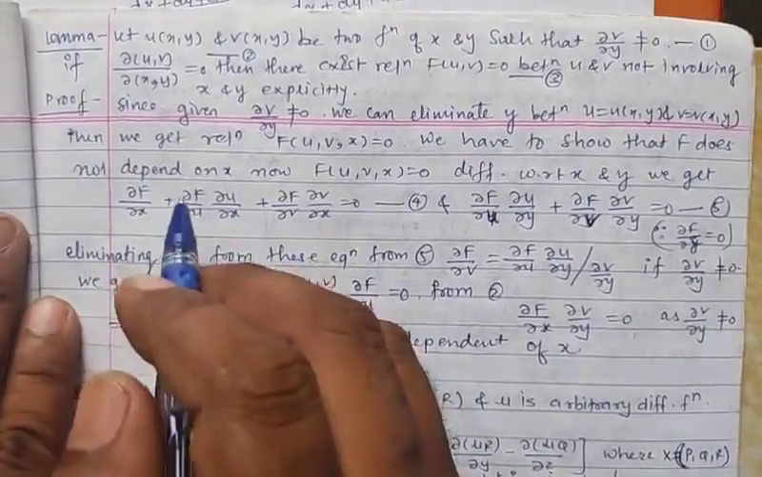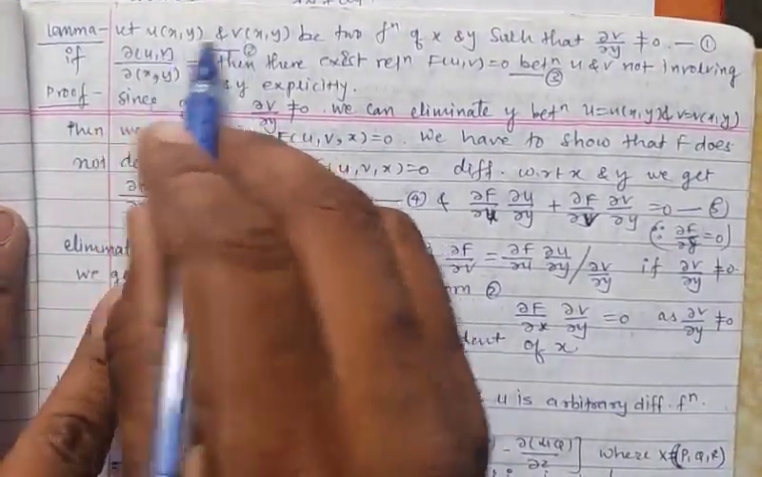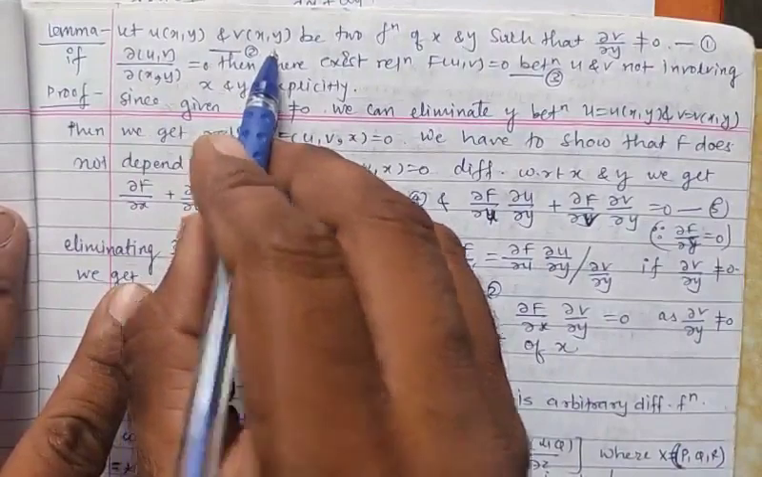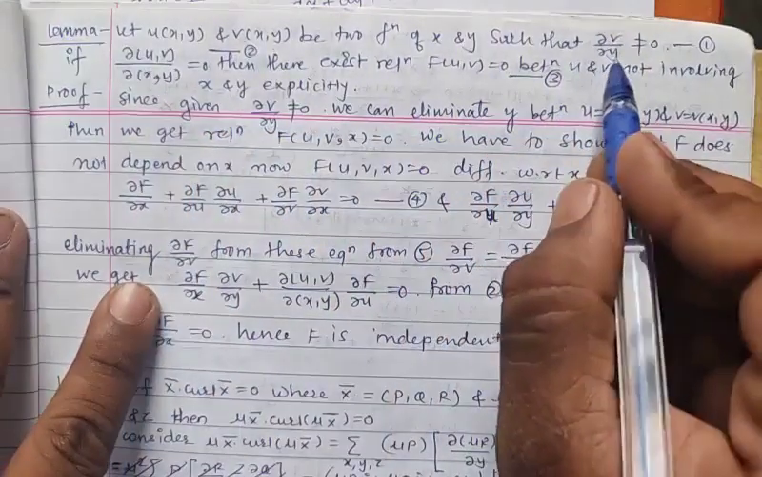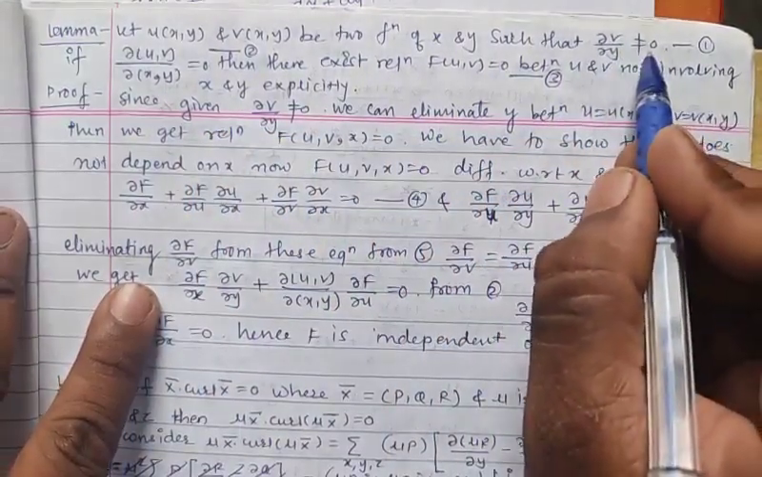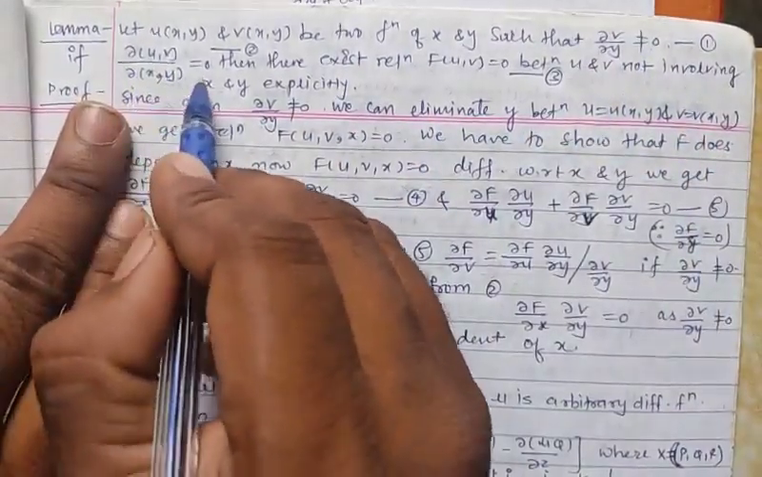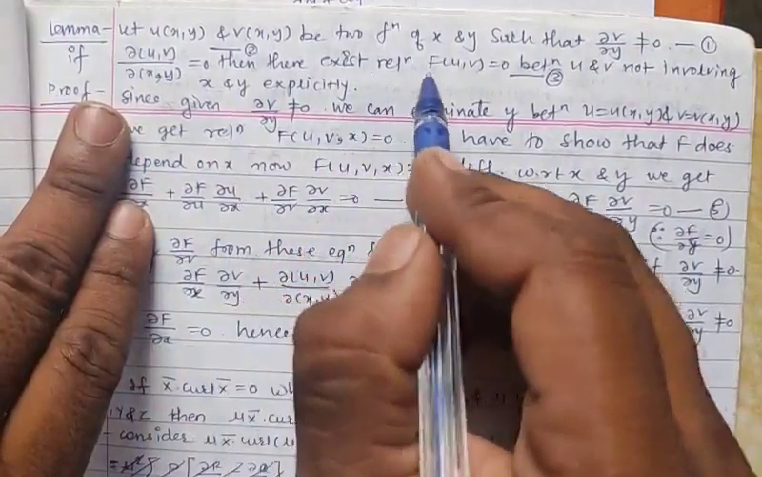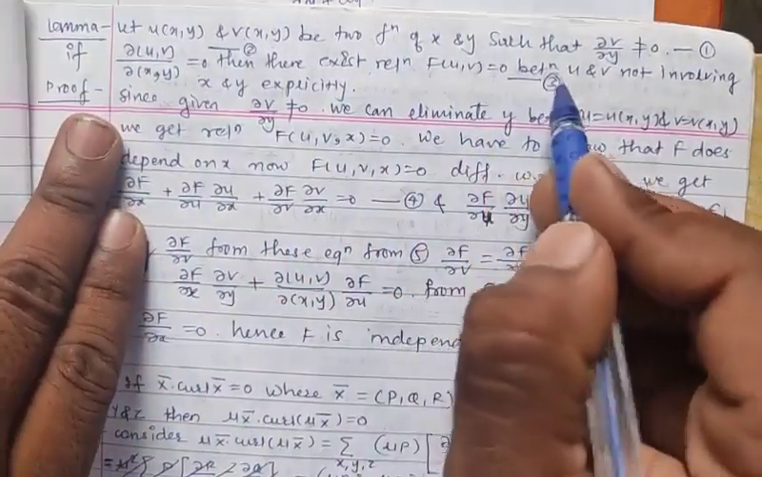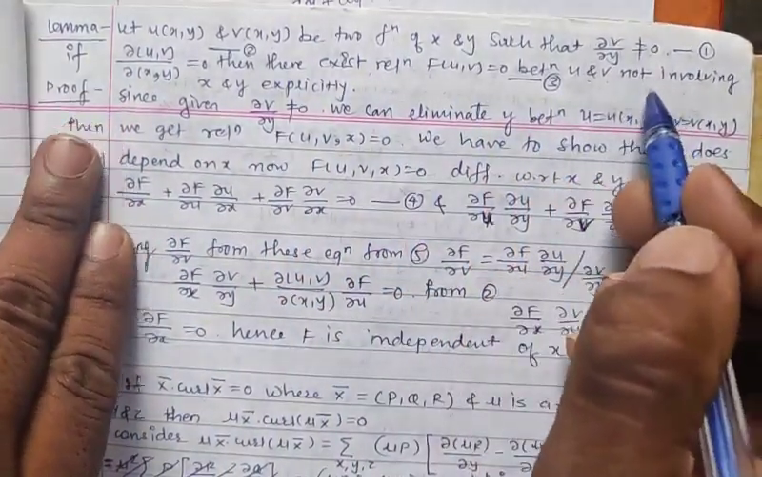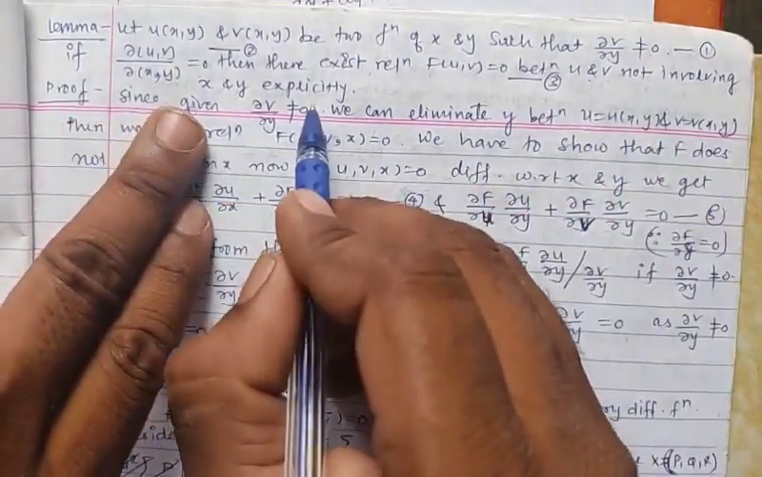The statement of the lemma is: let u and v be two functions of x and y such that ∂v/∂y is not identically 0. If the Jacobian of (u, v) with respect to (x, y) is equal to 0, then there exists a relation f(u, v) = 0 between u and v not involving x and y explicitly.